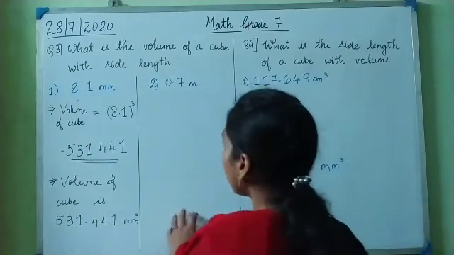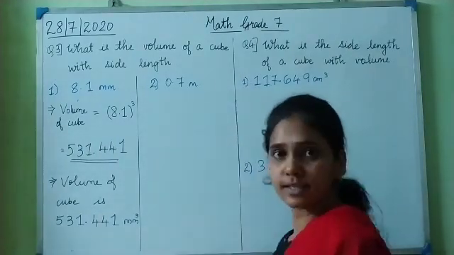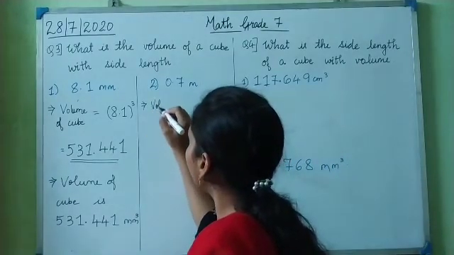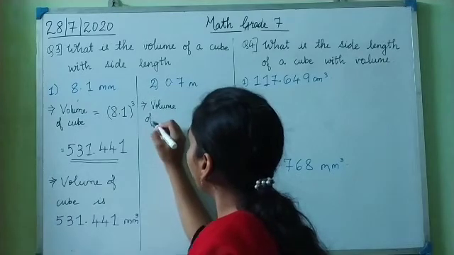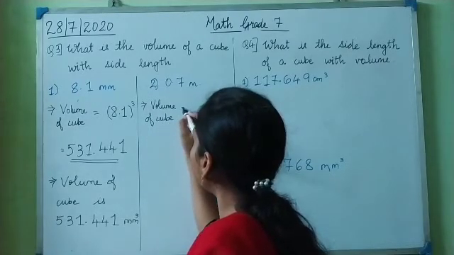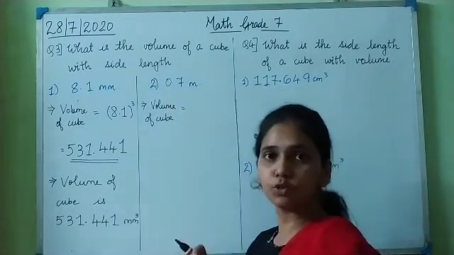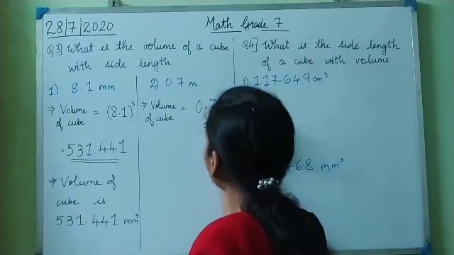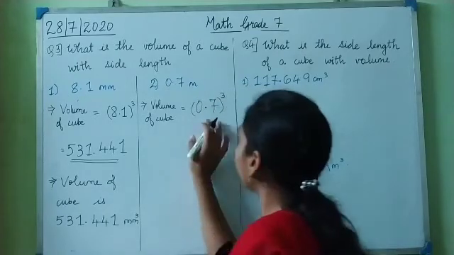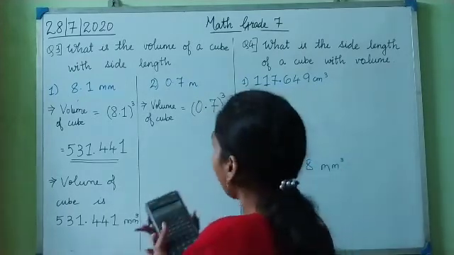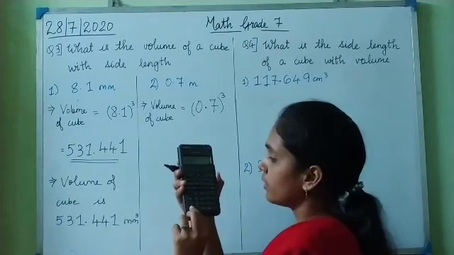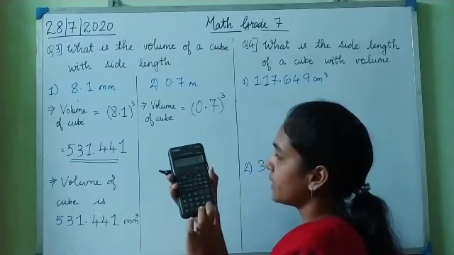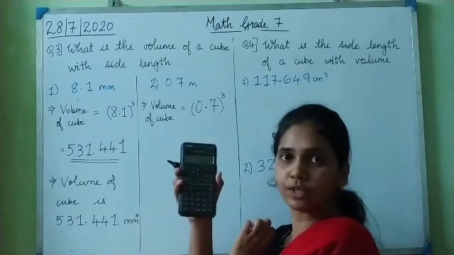Okay, now we go to the next one. The side length given to us is 0.7 meters. So the volume will be what? Volume of cube. If we need to find the volume, then we have to find the cube of the given side length. So we need to cube the given number 0.7. I find the cube of 0.7, then x cube, equal to, the answer is 0.343.